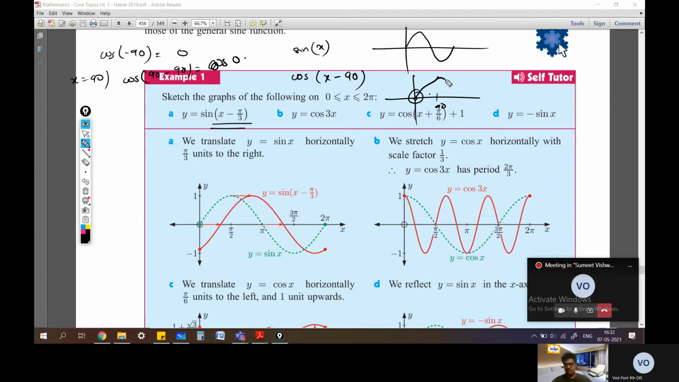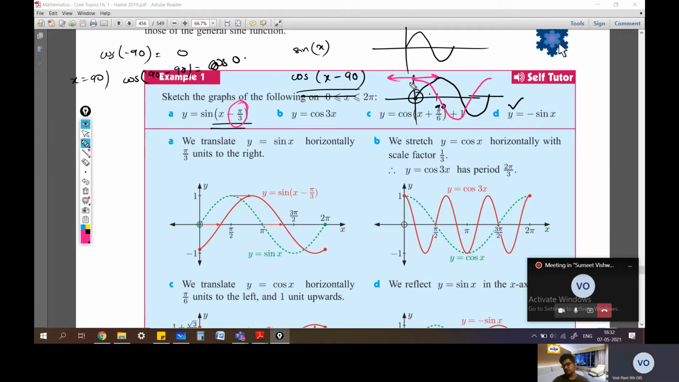So my function actually shifted. My cos x minus 90 function looks like this. What happened to the cos function is that it shifted. It was like this, and it shifted 90 degrees on the right hand side. Whenever we do angle minus anything, it shifts to the right hand side.